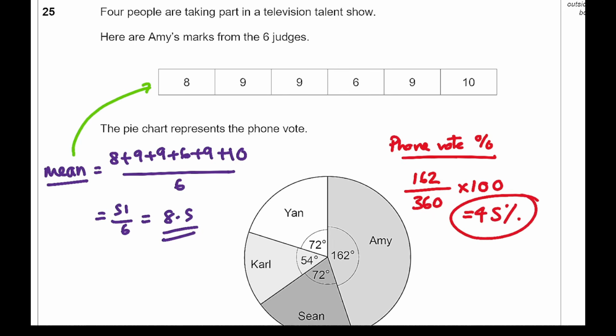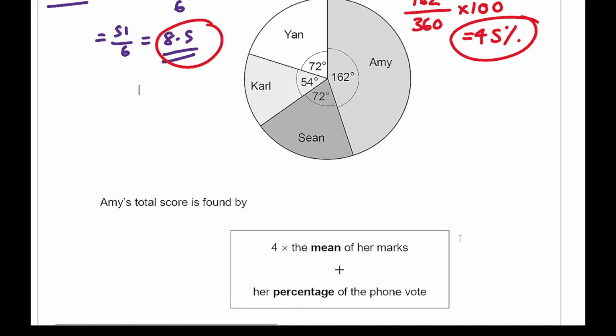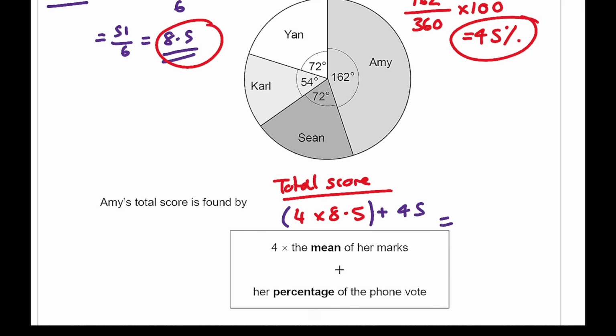So all that's left for us to do is to use these two numbers to work out what Amy's total score is. So the total score is going to equal 4 times 8.5 plus the 45%. If I type that all into my calculator, I get an answer of 79.